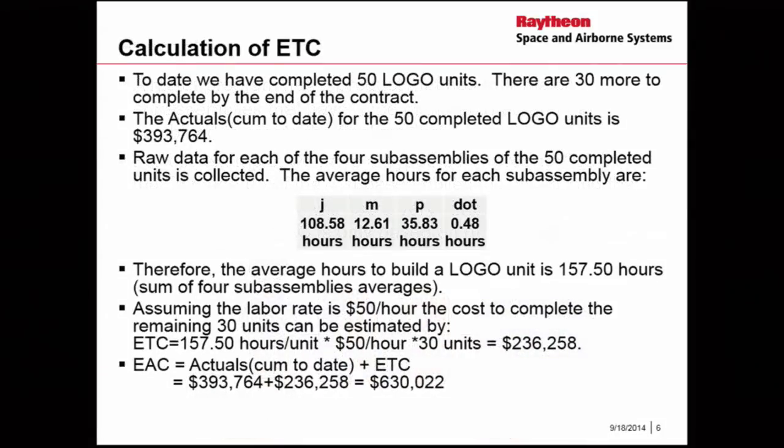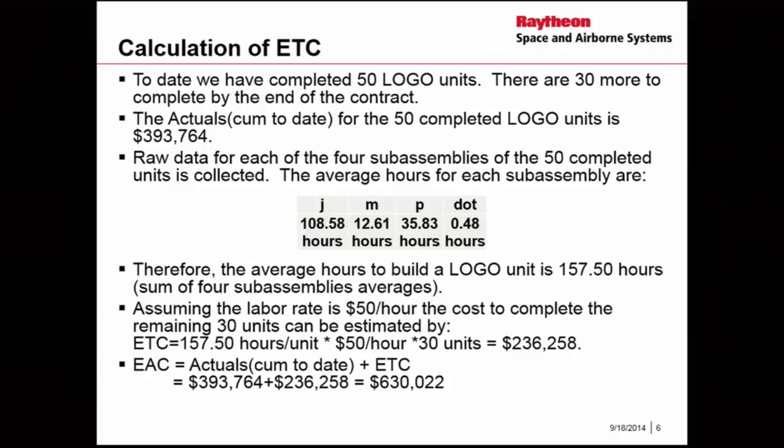So to date, I'm going to look at how I calculate my EAC. To date, I have 50 logo units that I've completed for this example, and I have 30 more to complete by the end of the contract. So I have the actuals, my cum to date, for the 50 completed logo units, and that's about $394,000. I have raw data for those 4 subassemblies of the 50 completed units. From that raw data, I've got the average hours for each of the subassemblies, and they're shown here for the J, M, P, and the dot.